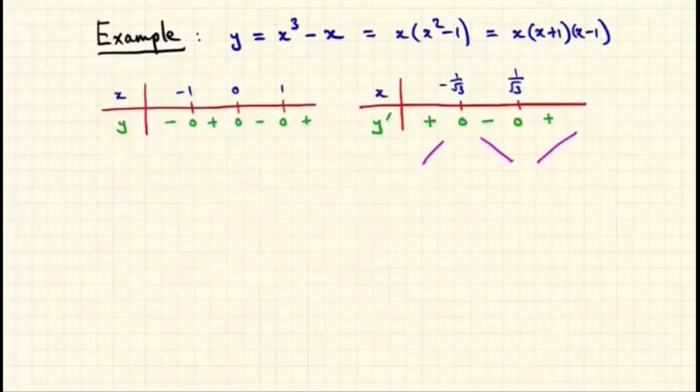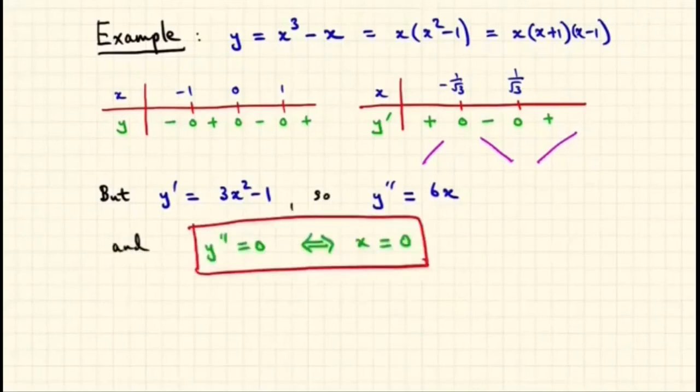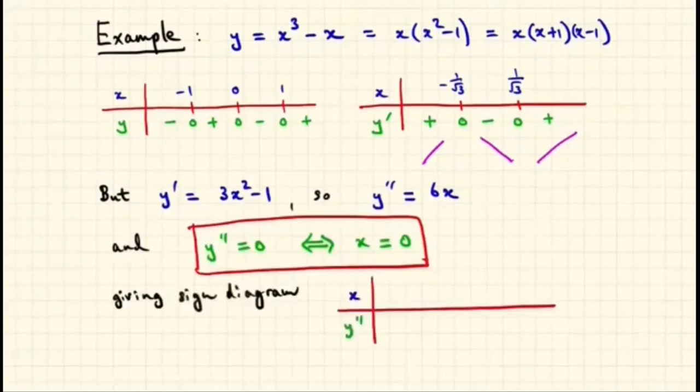What about the second derivative? Can the second derivative give us any useful information? The first derivative is 3x squared minus 1. So the second derivative, y double dash, is going to be 6x. This is 0 when x is 0. We can draw the sine diagram for y double dash, indicating that it's 0 when x equals 0. And then it has the same sign as x. Positive when x is positive, and negative when x is negative.